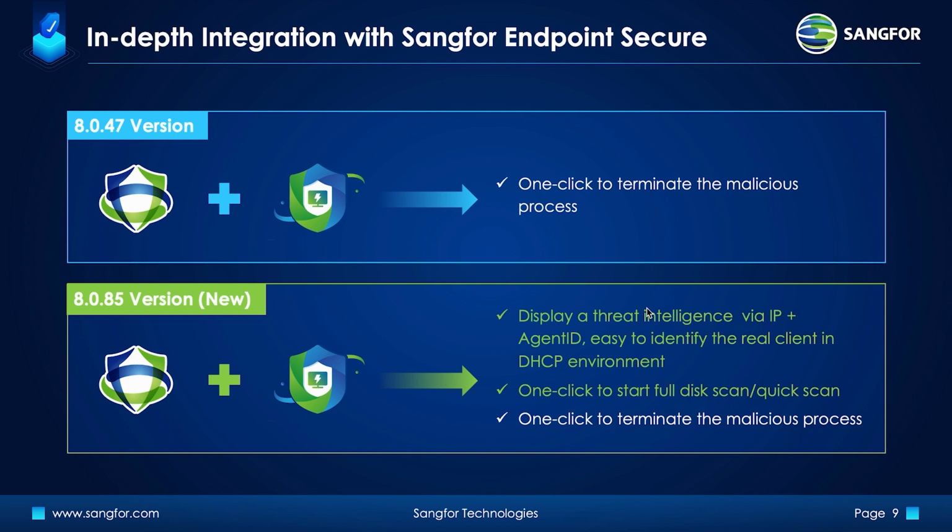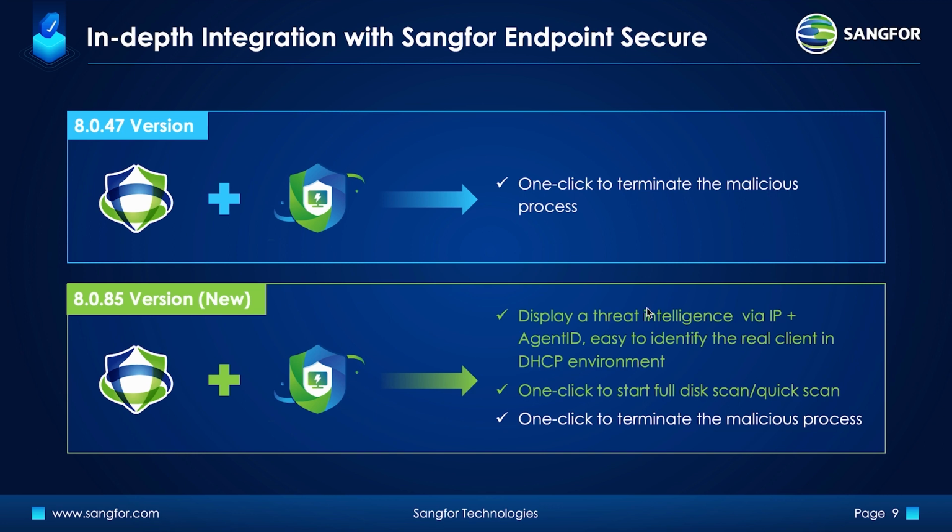And in the new version, we have a deeper integration with our NGAF firewall. As you can see, in the new version, we can display threat intelligence via IP and agent ID. This is the agent ID from Endpoint Secure. In this way, it's easy to identify the real client in a DHCP environment. And we also start to support one click to start full-disk scan and quick scan in NGFW.